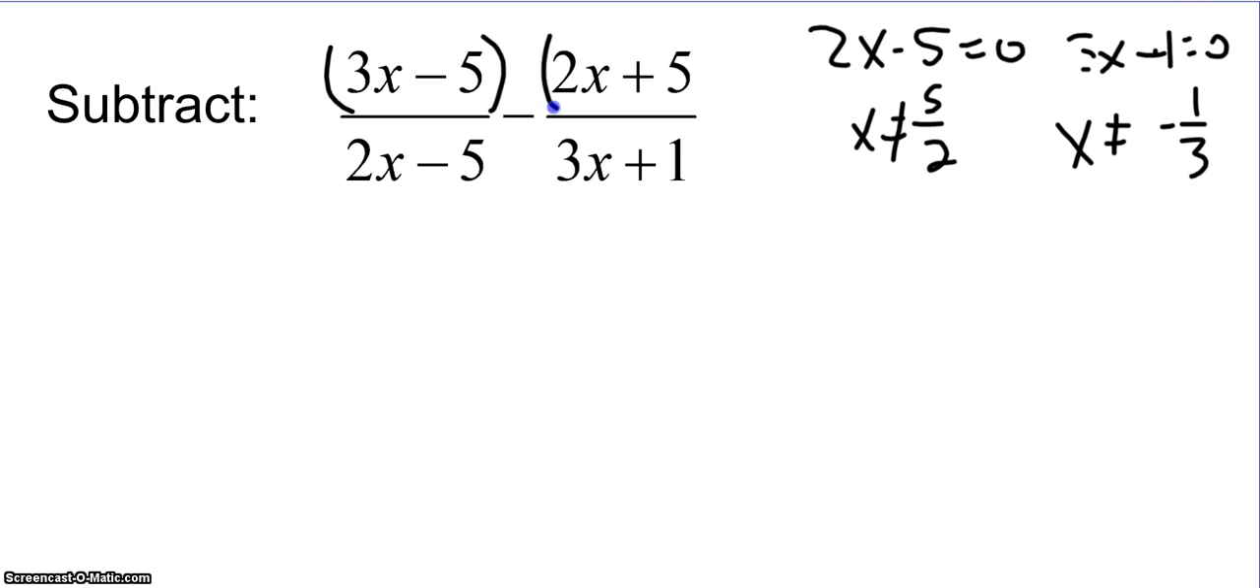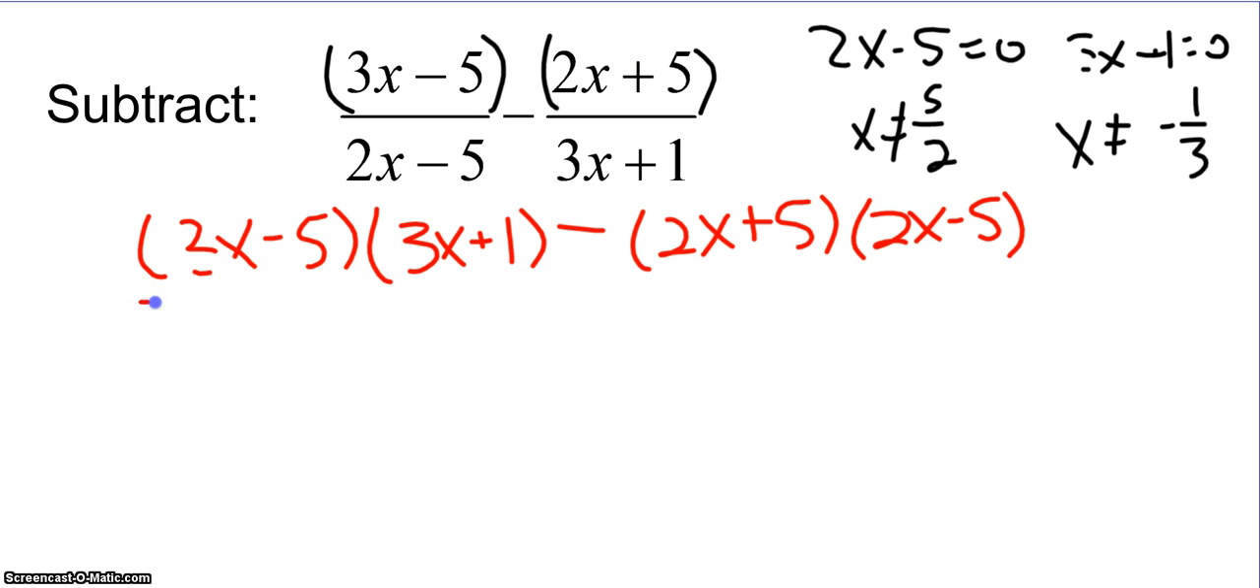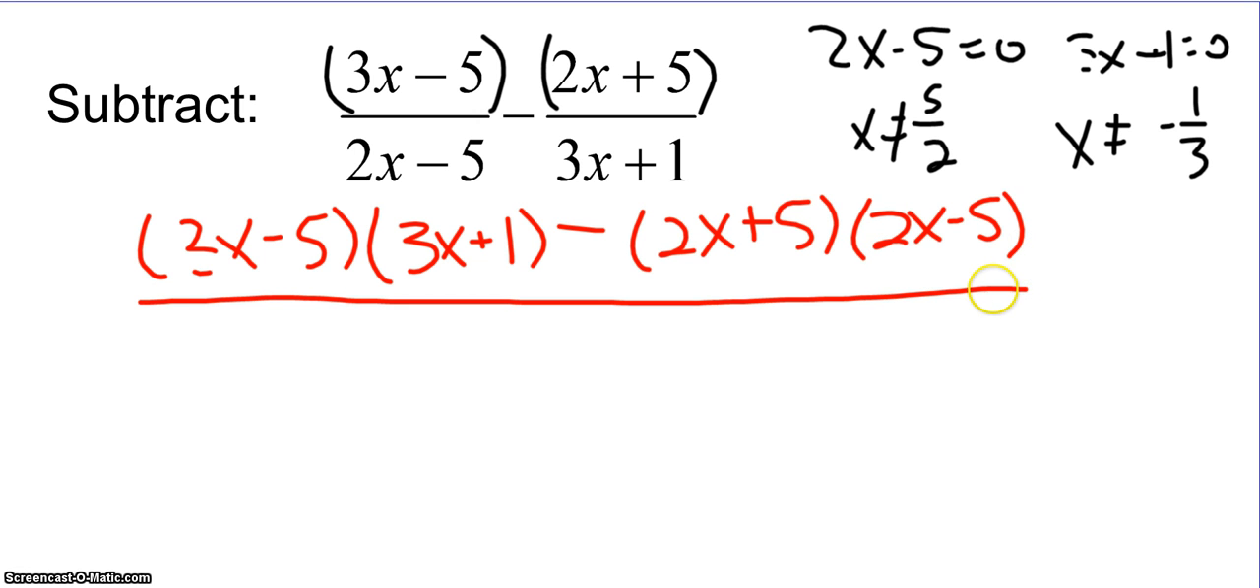Okay, again, make sure you're using parentheses. So the 3x minus 5 over 2x minus 5 is missing a 3x plus 1. So I'm going to do 3x minus 5 times 3x plus 1. And then I'll put my subtraction sign. The 2x plus 5 over 3x plus 1 is missing the 2x minus 5. So I'm going to multiply 2x plus 5 times 2x minus 5. And it's all divided by 2x minus 5 times 3x plus 1.